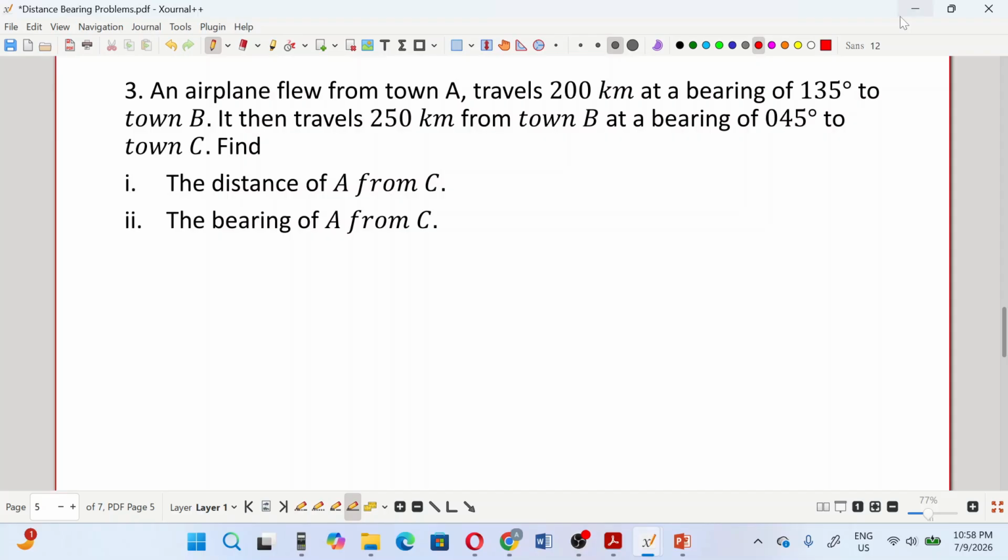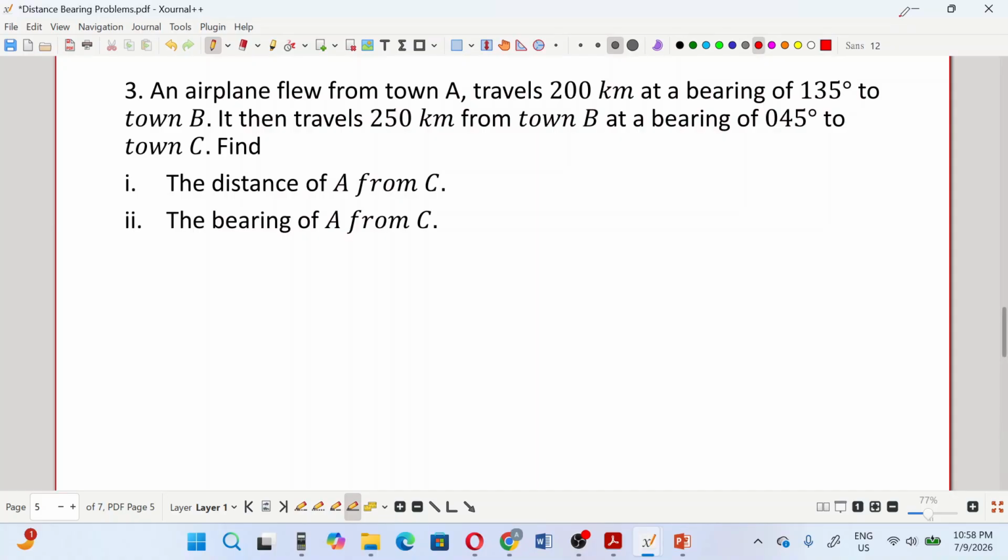So let's look at the example 3, which says an airplane flew from town A, travels 200 kilometers at a bearing of 135 to town B. It then travels 250 kilometers from town B at a bearing of 45 degrees to town C. Find I, the distance of A from C, and then II, the bearing of A from C. So the first part you're looking for distance, and the second part is looking for what? The bearing. So let's quickly look through.